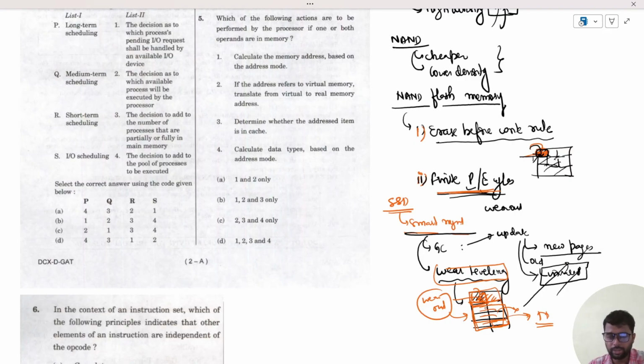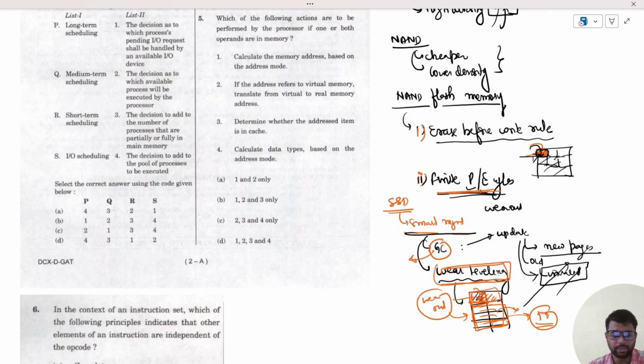So if you are using the blocks uniformly and judiciously, all the blocks are utilized, erased and rewritten. This will increase the cycle of the memory, or the tenure for which the memory can be used. So there are two techniques: one is called garbage collection, and another is called wear leveling.